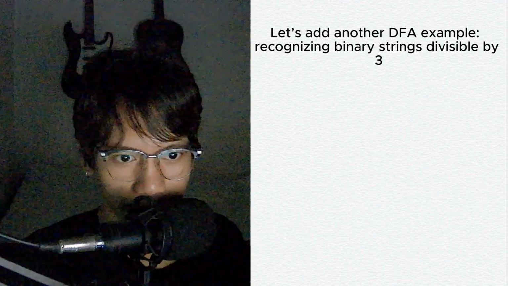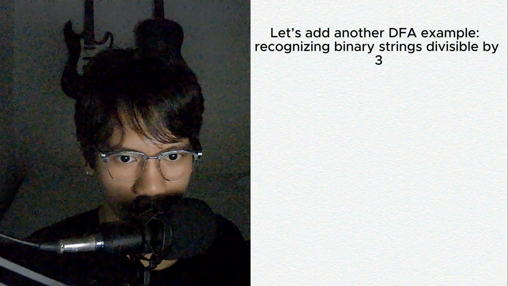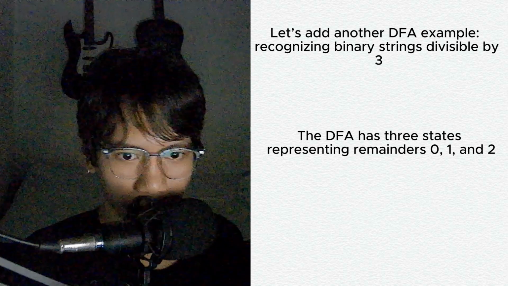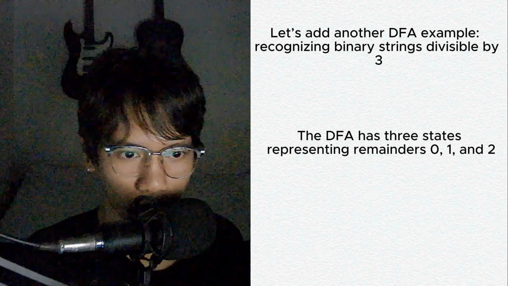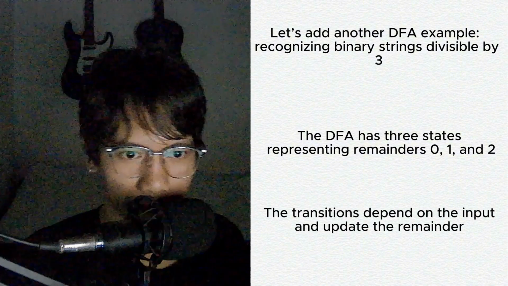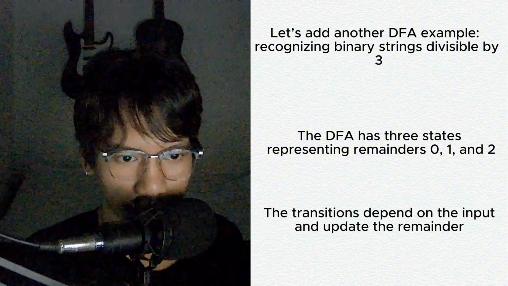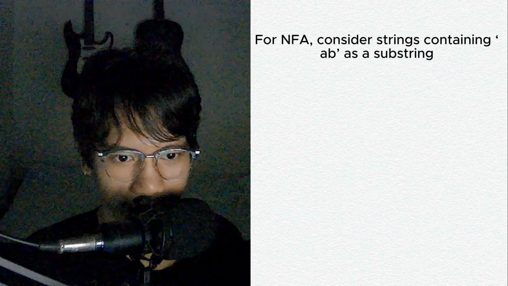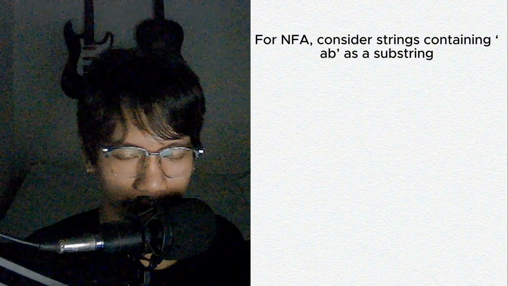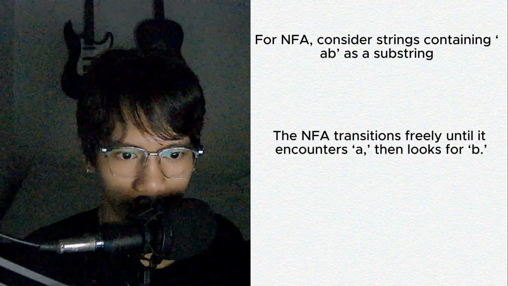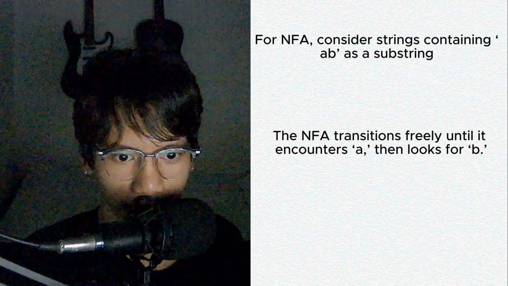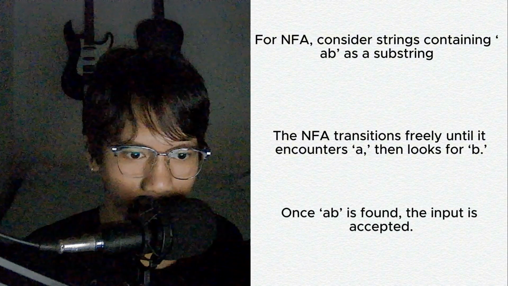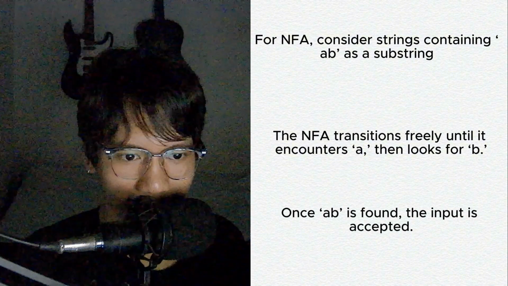Let's add another DFA example, recognizing binary strings divisible by 3. The DFA has 3 states, representing remainders 0, 1, and 2. The transitions depend on the input and update the remainder. Number 2. For NFA, consider strings containing AB as a substring. The NFA transitions freely until it encounters A, then looks for B. Once AB is found, the input is accepted.